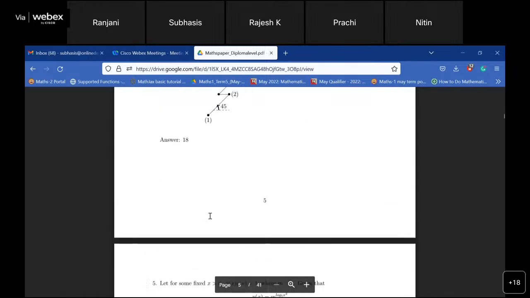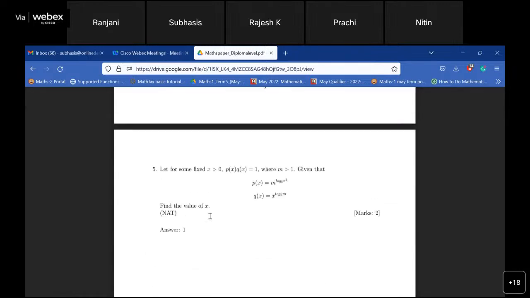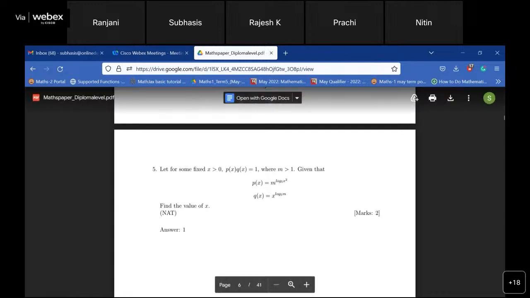So I want to know how the answer is equal to 1. Like, how do you arrive at an answer equal to 1? How does the value of x come to 1? How do you get that? Yeah, just a minute. Let me write the question. Then only I can tell you the answer.